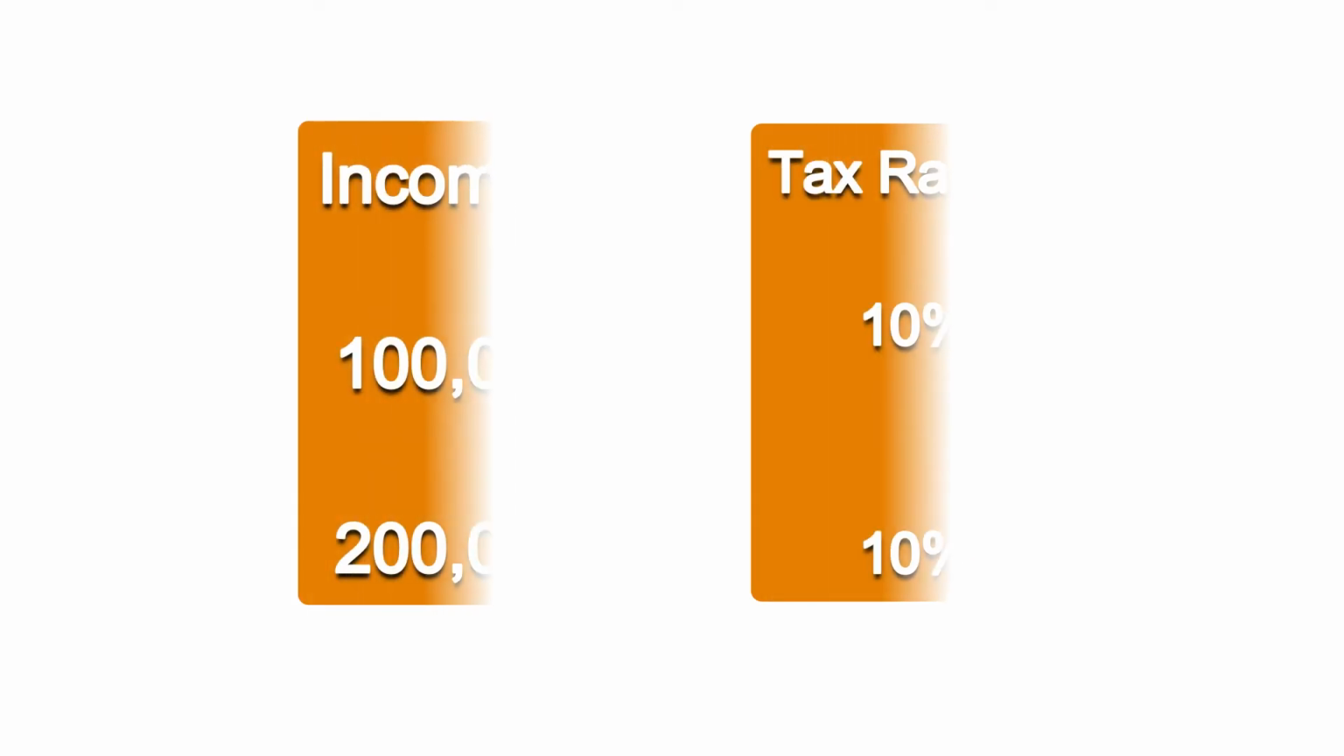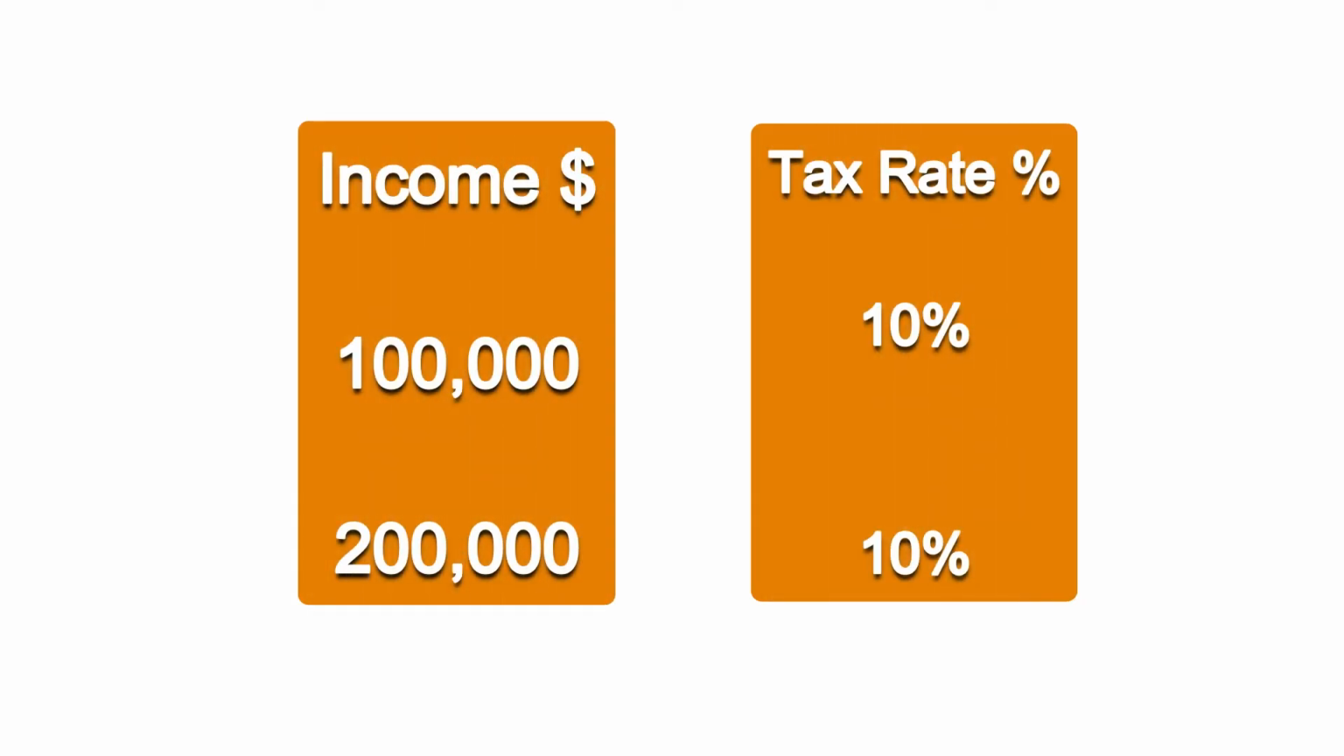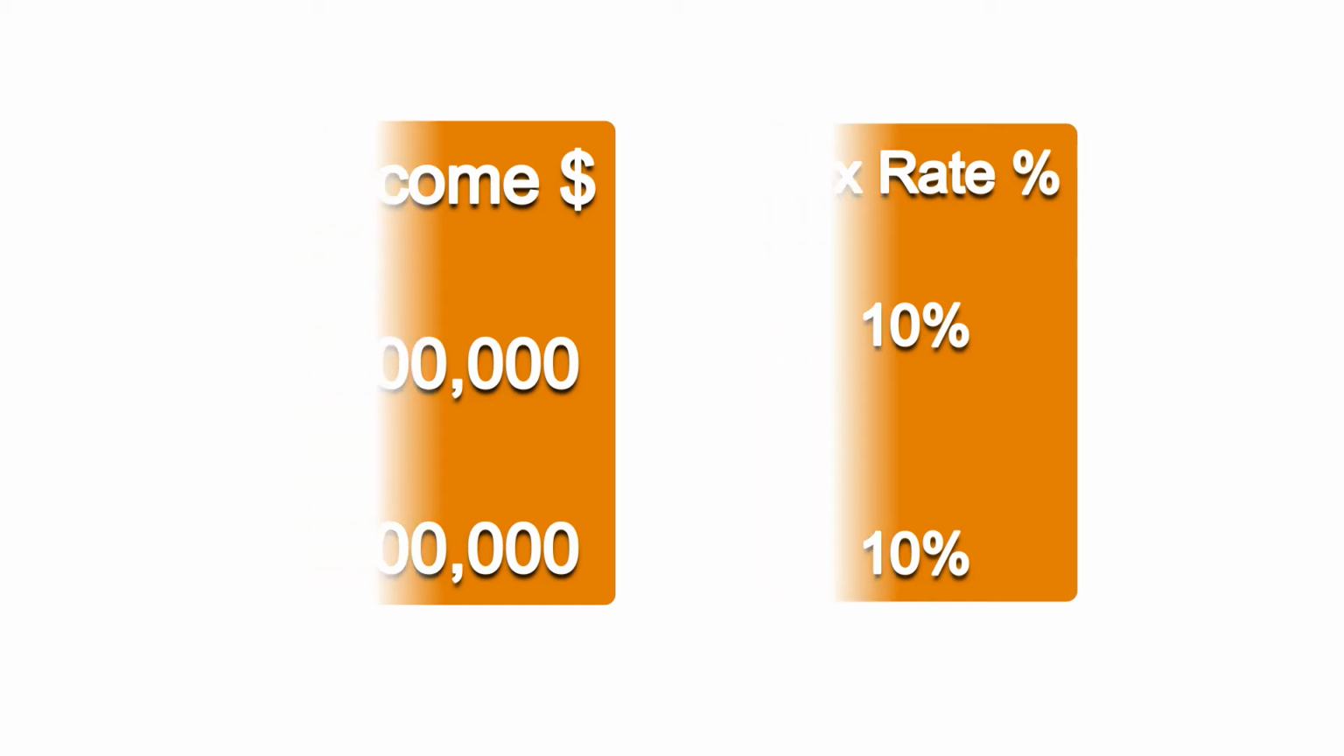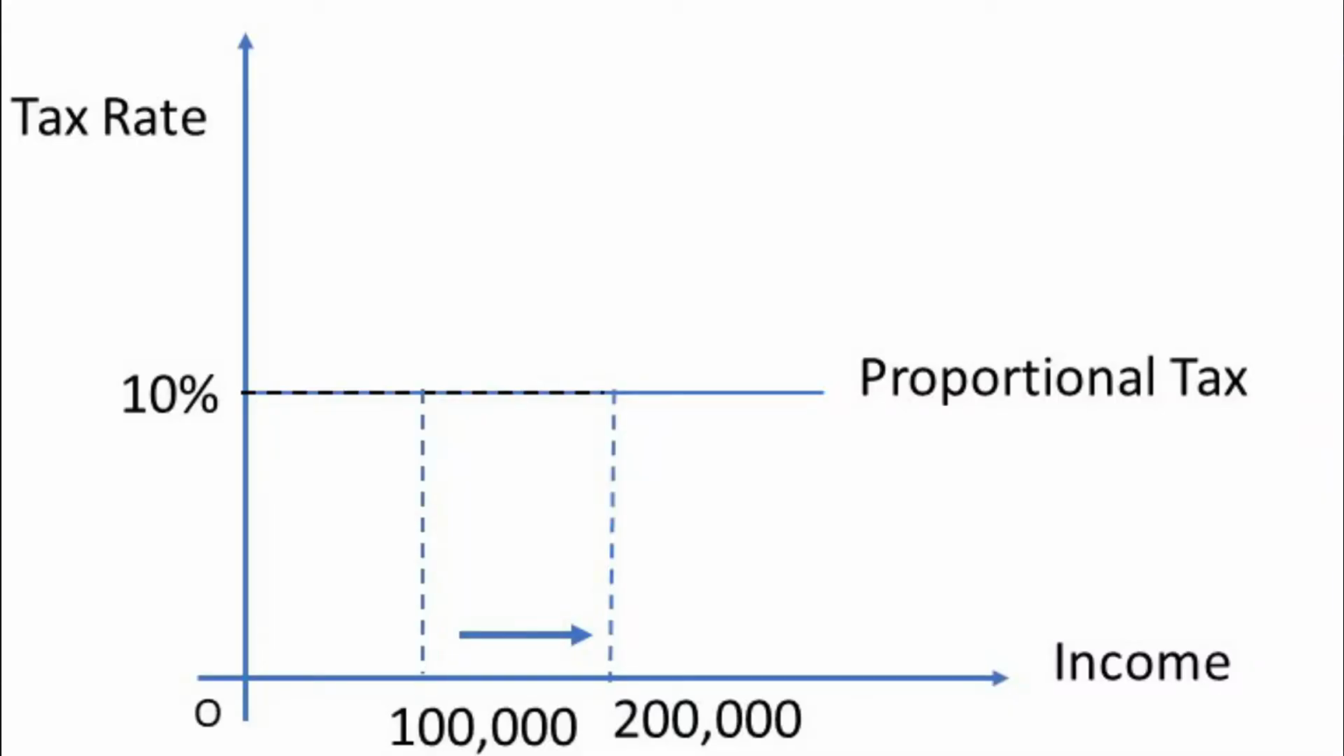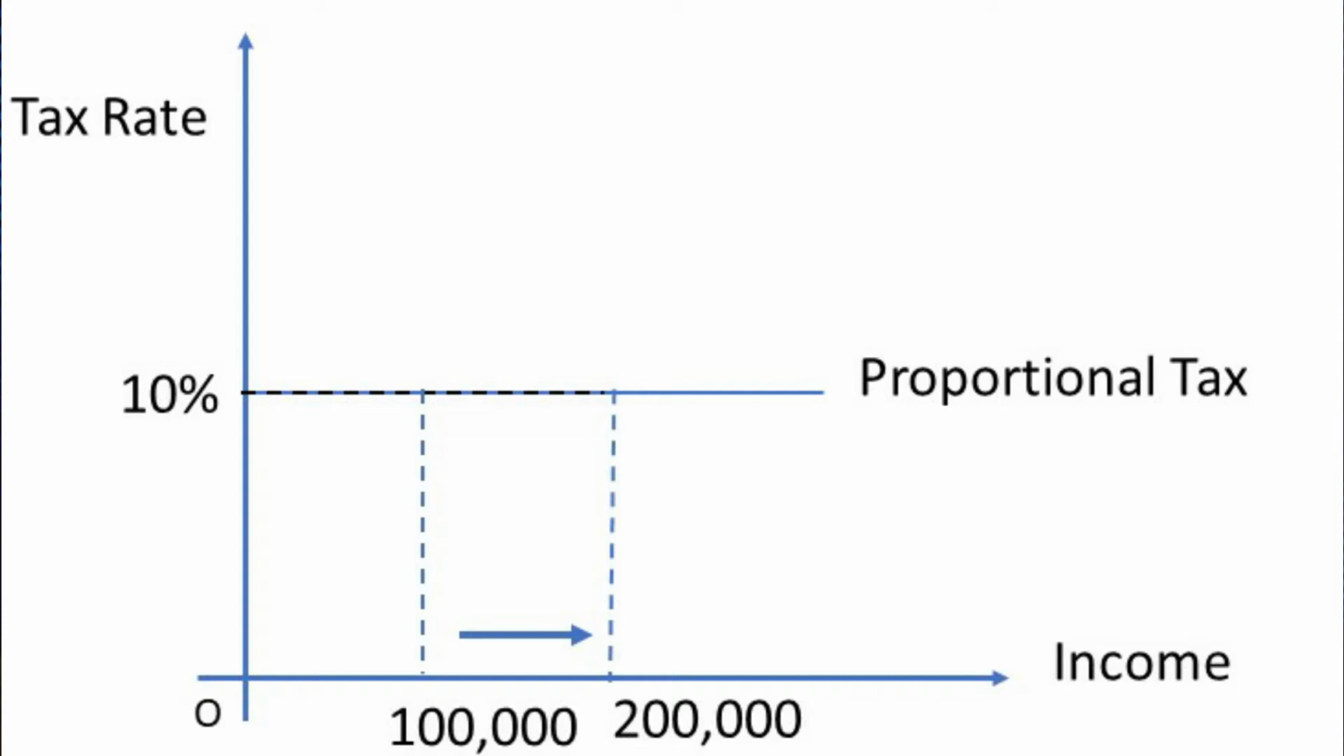Now coming to the proportional tax. Proportional tax is a tax structure or tax system in which tax rate remains constant irrespective of changes in income. If income increases or falls, it is irrelevant. Tax rate will remain the same. For example, if initially income was $100,000, tax rate is 10%. Income increases to $200,000, tax rate is still 10%. So the graph of tax will look like this. Show income on X, tax rate on Y, and if income is $100,000, tax rate is 10%. If income is $200,000, tax rate is still 10%. So the graph will look like this. It is a horizontal straight line.